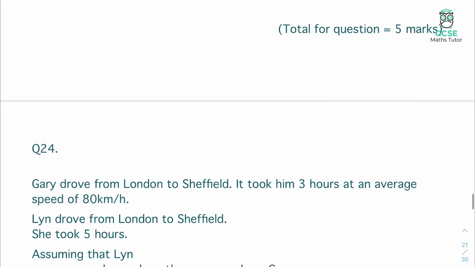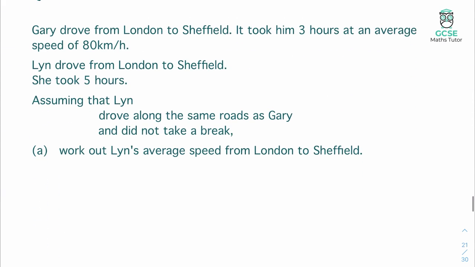Okay, on to our next one. Gary drove from London to Sheffield. Right, so we've got some speed, distance, time here. So it took him 3 hours at an average speed of 80 kilometres.